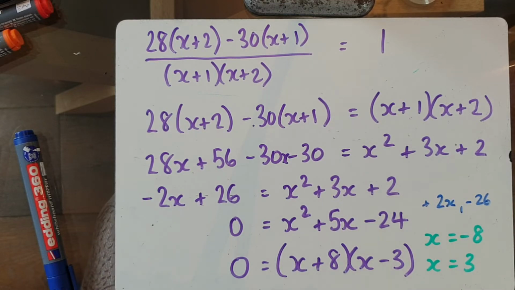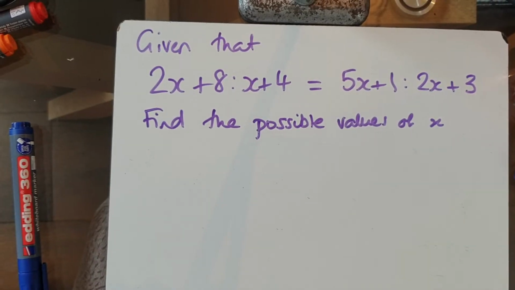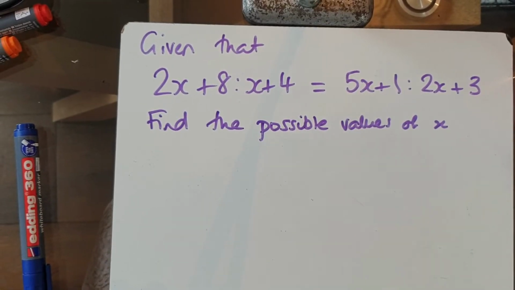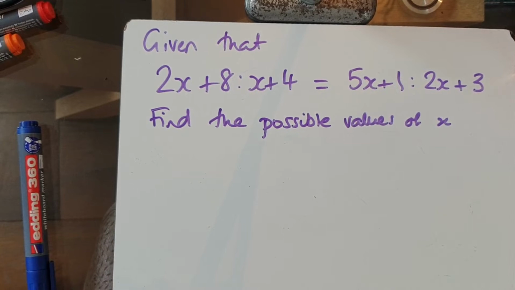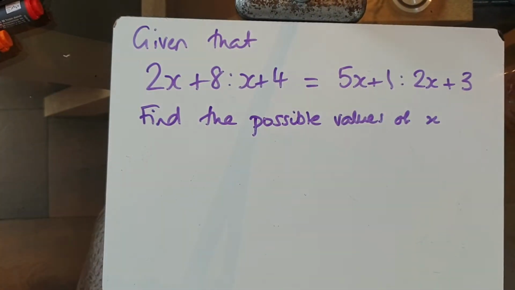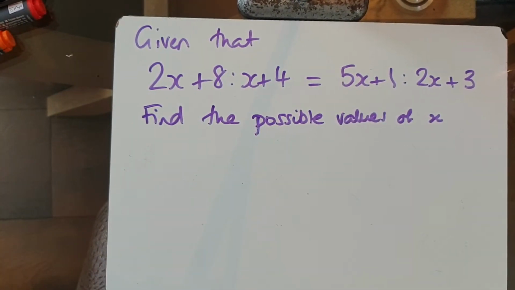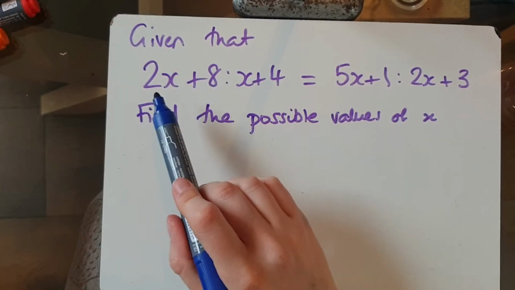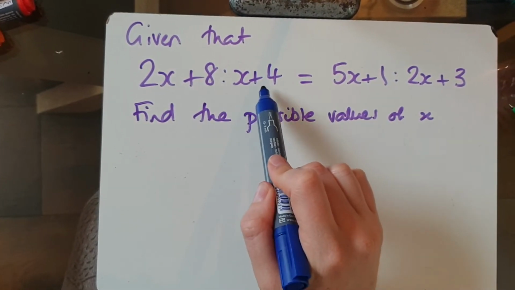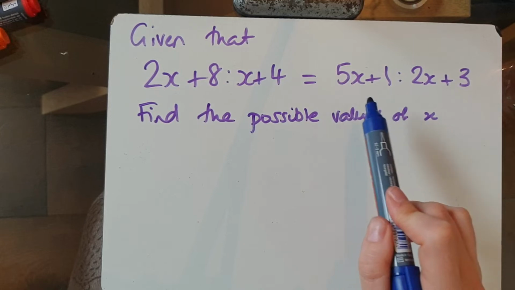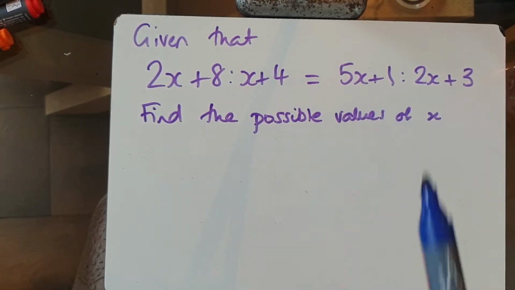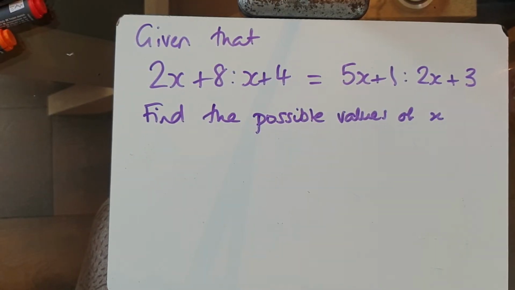So that should be enough for you to do questions 9 to 12. I'm now going to do an example for question 13 onwards. So this is similar to the questions for question 13 onwards. It's giving you a ratio of 2 expressions, and it's telling you that the ratio 2x + 8 to x + 4 is the same as the ratio 5x + 1 to 2x + 3.